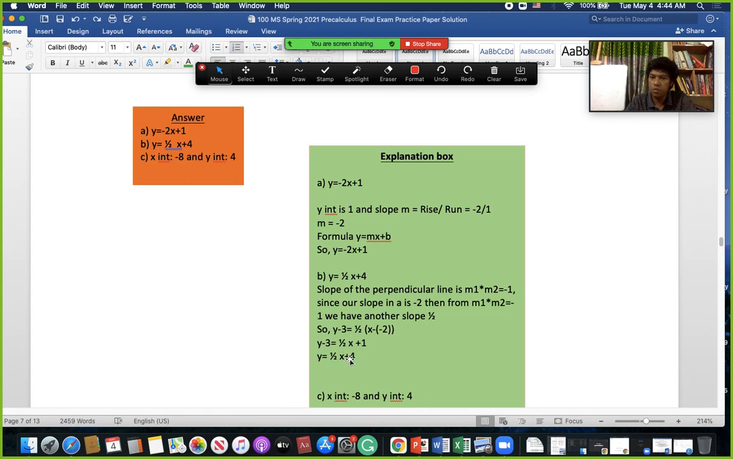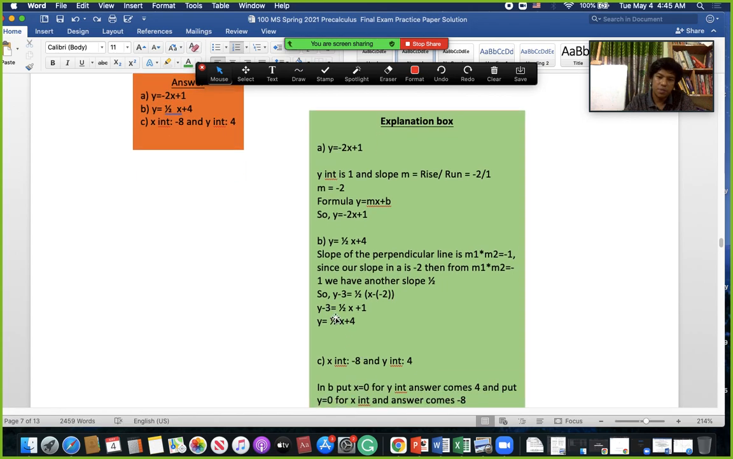Then we just do this little calculation. Half times x means half x, and 2 divided by 2 means 1. Minus minus is plus, that's why it becomes plus. This is minus 3. Minus 3 from this side goes to that side and becomes plus 3. 3 plus 1 equals 4, like that. To get our y and x intercepts, you can see our y-intercept is already 4, because if we put x equals 0, our y-intercept is 4, and if we put y equals 0, we get our x-intercept. This is the process.